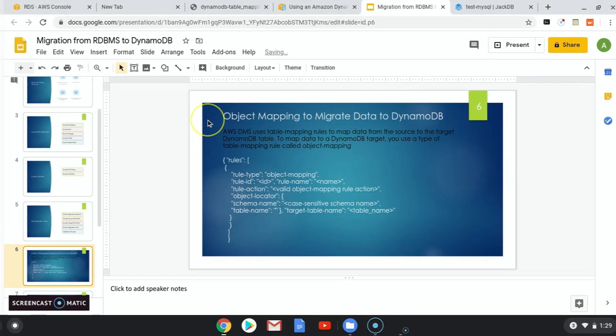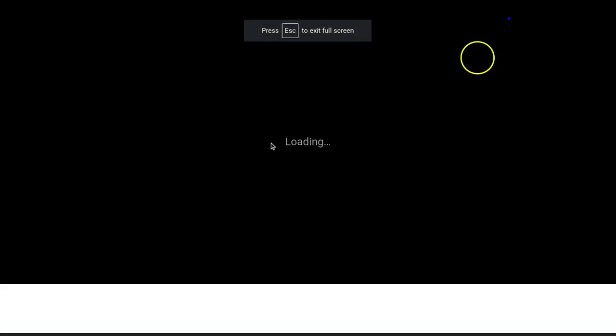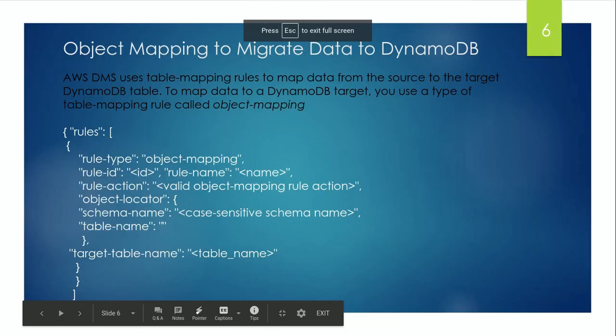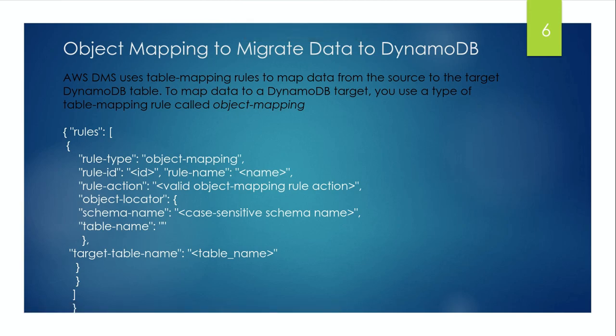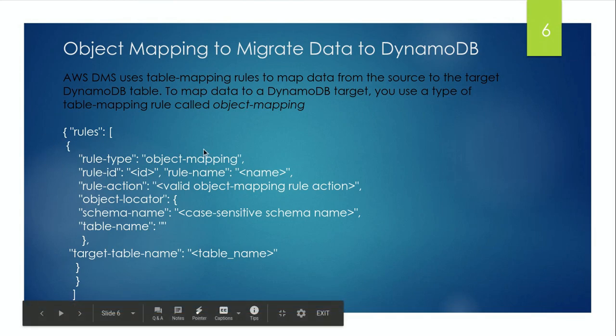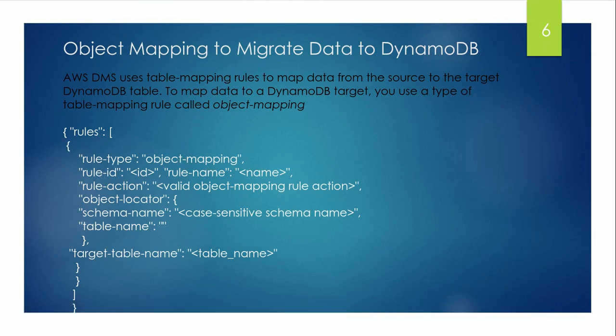the object mapping. Okay, now I'm going to discuss the object mapping to migrate data to DynamoDB. AWS DMS uses table mapping rules to map data from source to the target DynamoDB tables. To map data to a DynamoDB target, we can use a type of table mapping. This is called object mapping.